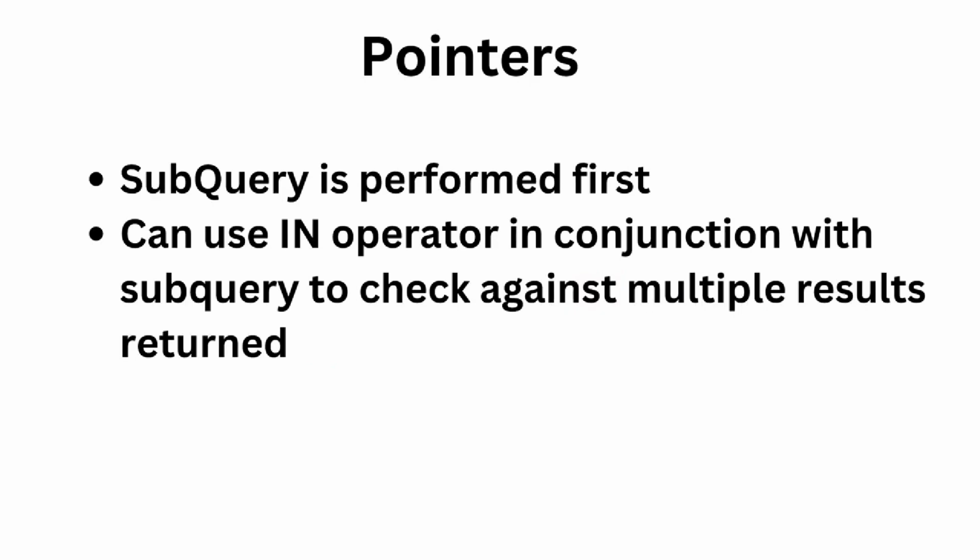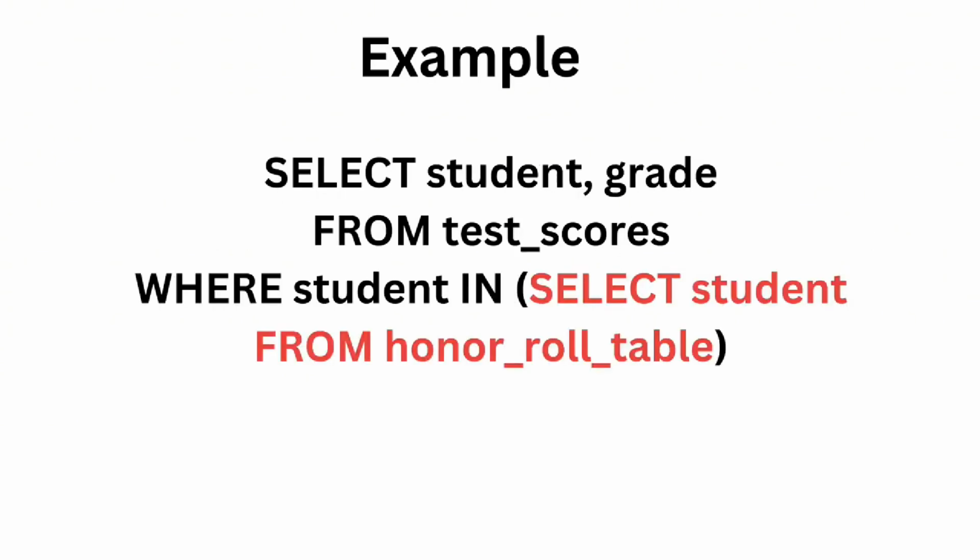Keep in mind we can also use the IN operator in conjunction with a subquery to check against multiple results returned. For example, let's imagine we wanted a subquery that operated using a separate table. So we wanted to grab the students and grades from the test scores table where the student happened to be present inside another table. So we could do this with a join, possibly, but the other way we could do it is with a subquery. So we could, in our subquery, say, select the student name from the honor roll table, and then that will yield back some results of the student names.